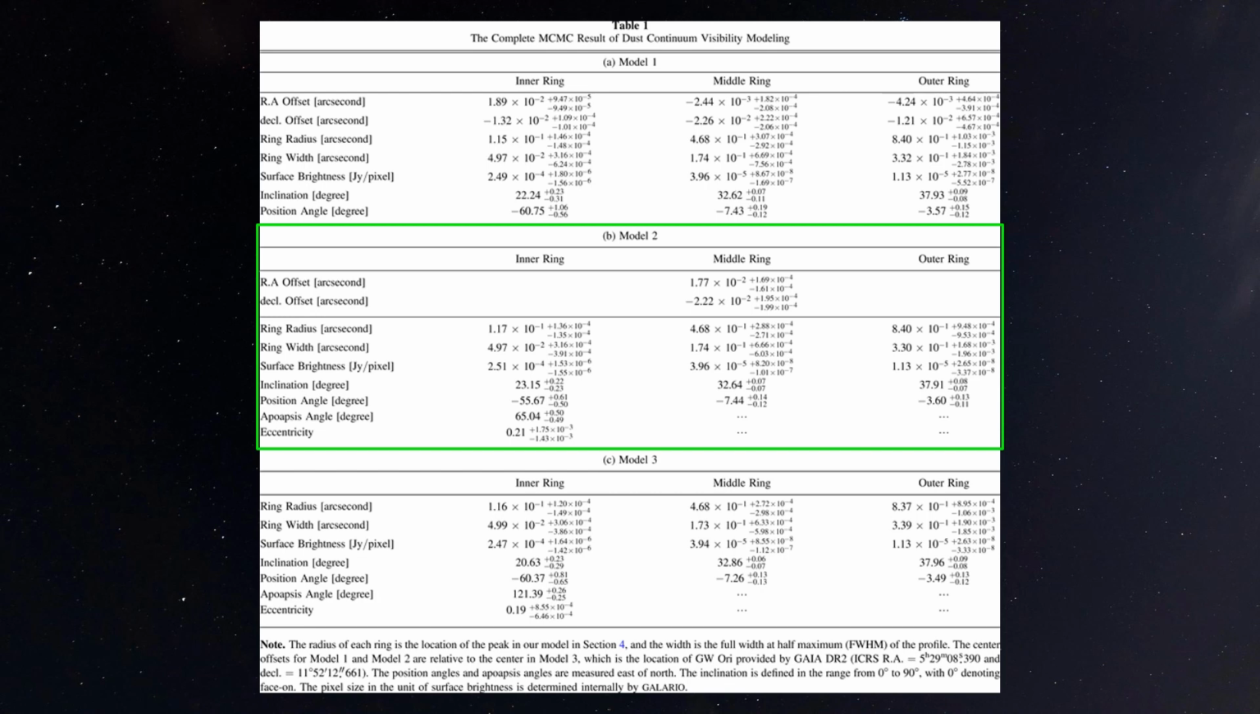For Model 2, the center is set free and these are the fitting results. Model 3 has the same assumptions as Model 2, but the center is assumed to coincide with the stellar position provided by the Gaia data release. All models show that the 3 rings have different inclinations, but cannot determine the mutual inclinations, or the angles between their angular momentum vectors, due to the unknown direction of orbital motion.